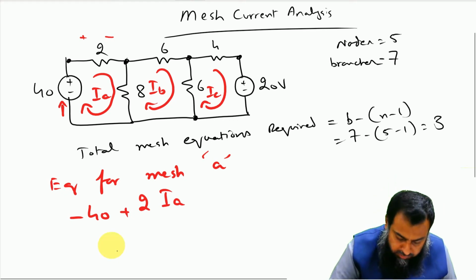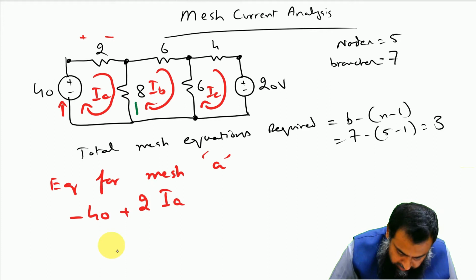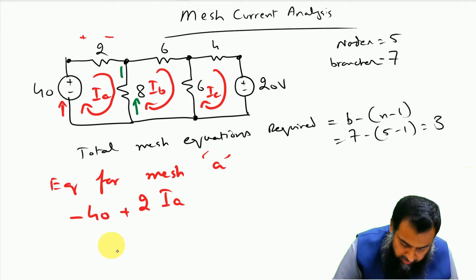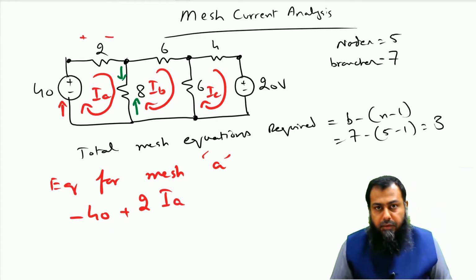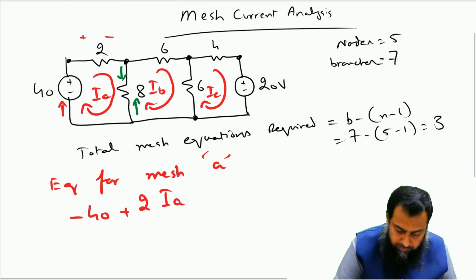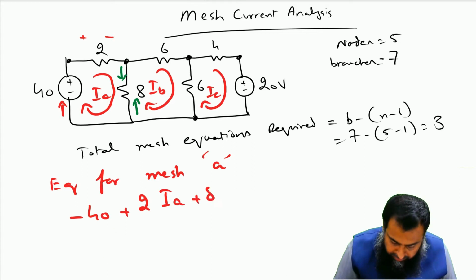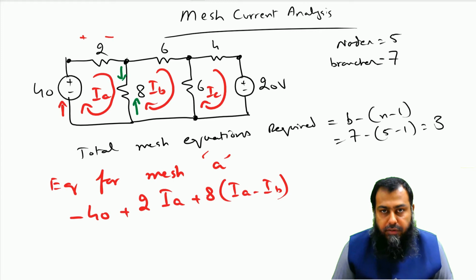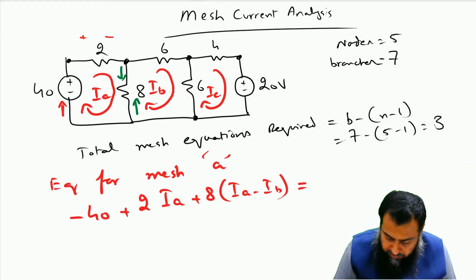If you further notice, this IB is entering this 8 ohm resistance in the direction opposite to that of this current IA, and while we are writing the equation for mesh A, the voltage drop across this 8 ohm resistance shall be designated as plus 8 times (IA minus IB), and thereafter the loop is closed and the application of Kirchhoff's voltage law is finished. So that becomes equal to 0.